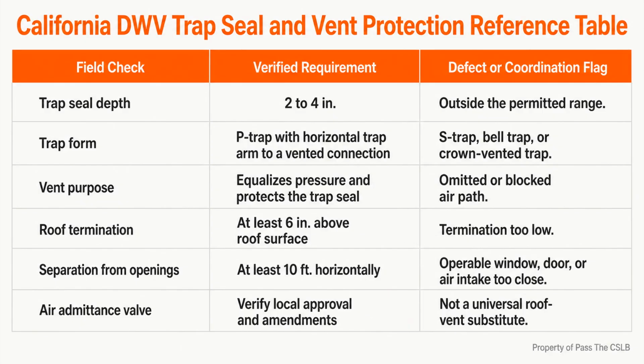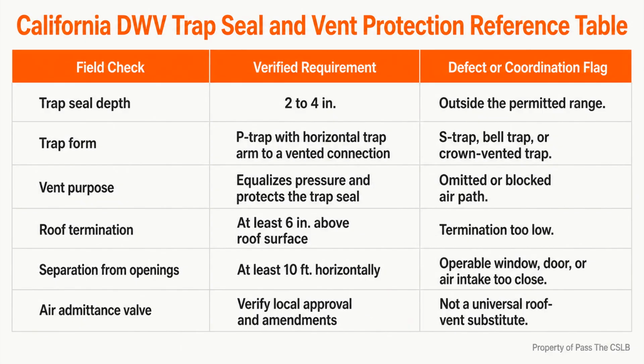Mechanical air admittance valves require caution. The research report notes that local California amendments may restrict or prohibit them, and they cannot simply be treated as a universal replacement for through-the-roof venting. I would verify the local approval and the permitted application before accepting it as the solution.